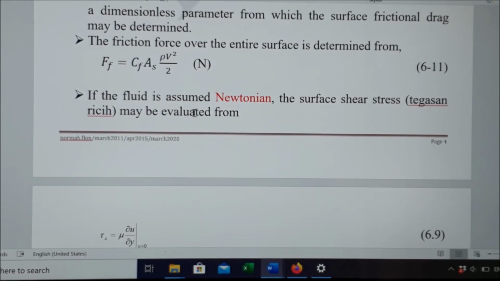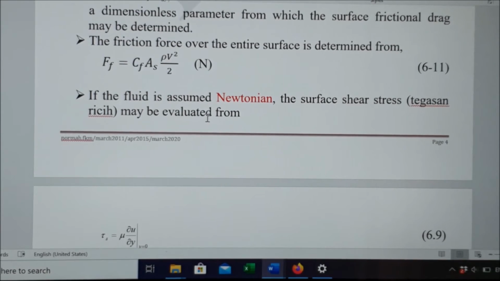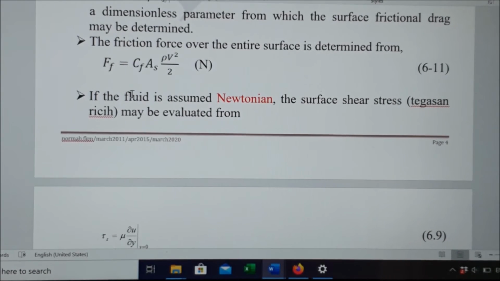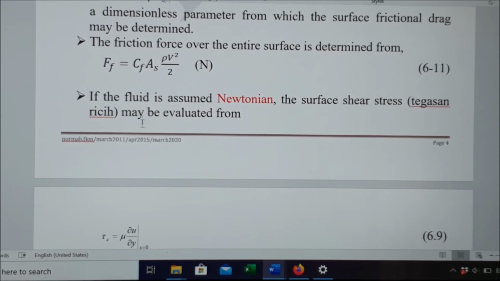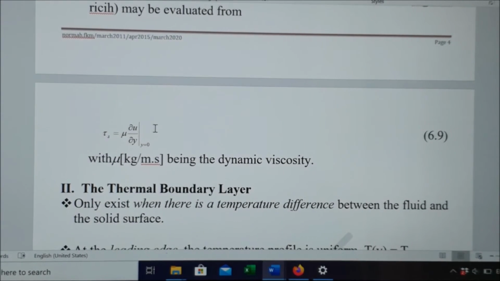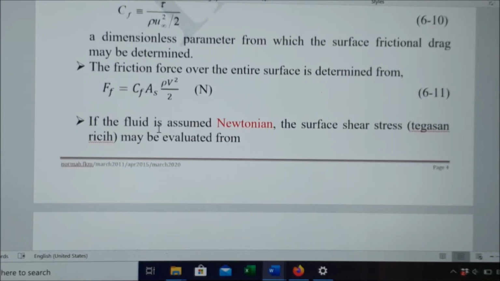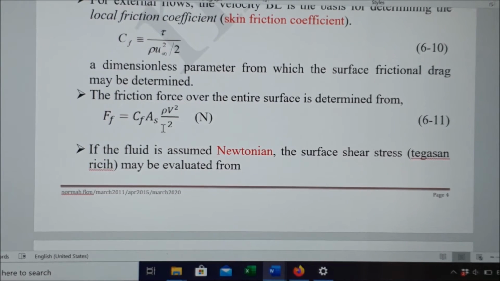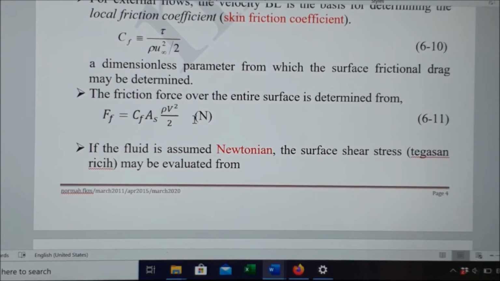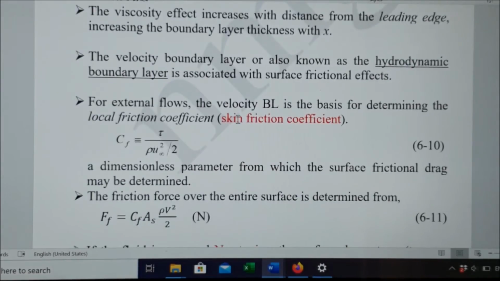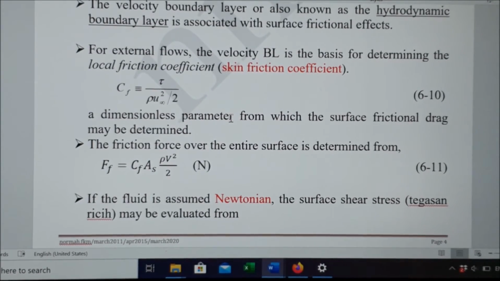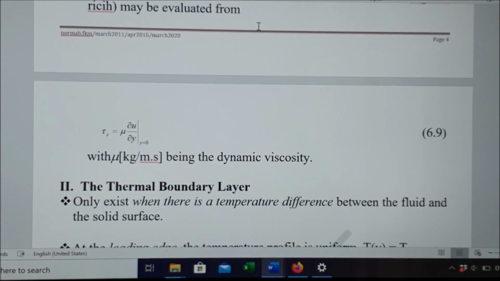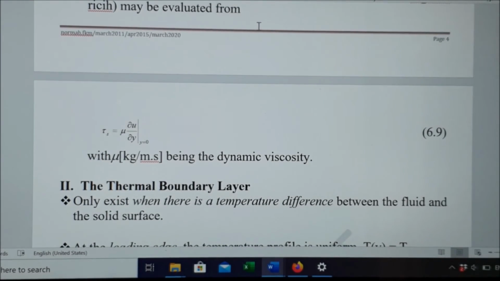If the fluid is assumed Newtonian, which we always do in this class, the surface shear stress, tegasan ricih in Malay, may be evaluated from this equation using the dynamic viscosity. There are other non-Newtonian fluids. Blood is one example. It doesn't follow the Newtonian law; it is actually modeled as a power law. I'm not going to tell you about non-Newtonian fluids in this class.